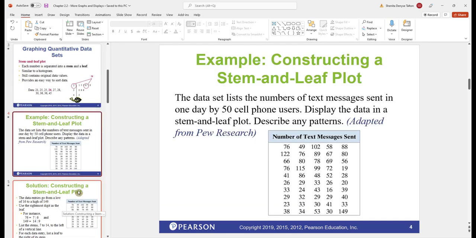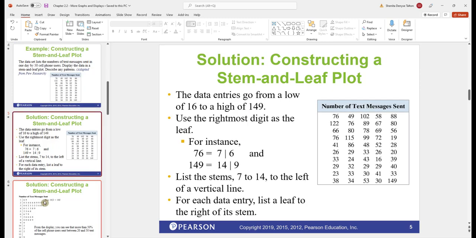So if we're going to look at a larger data set, it says the data set lists the number of text messages sent in one day by 50 cell phone users. We're going to put this data in a stem and leaf plot. So I'm just going to briefly explain to you again how to split it up, but we had technology actually do a stem and leaf plot. As you can see, the largest number here is 149 and the smallest number is 16.